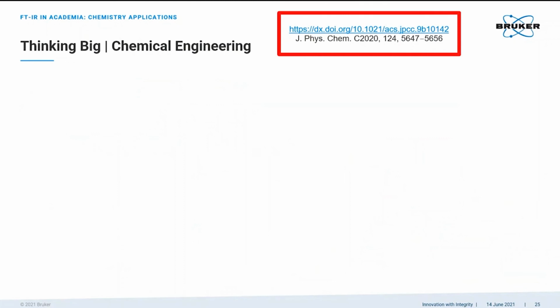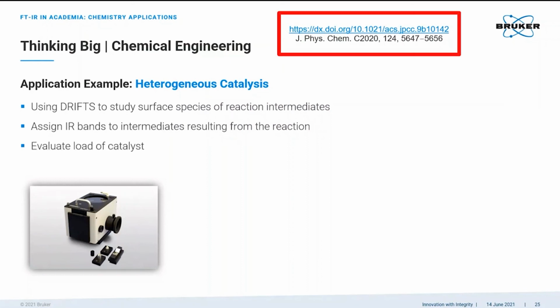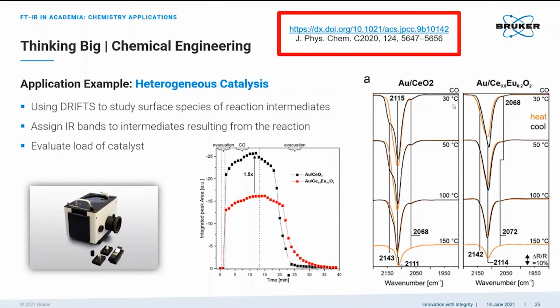Diffuse reflectance infrared Fourier transform spectroscopy, DRIFT for short, is the method of choice for heterogeneous catalysis, for example, to study loading processes, and therefore finds application in chemical engineering. In the example experiment shown here, nanoparticles of cerium oxide have been doped with europium and coated with gold. The CO gas loading has been followed by FTIR for doped and undoped cerium oxide particles. The CO band intensity over time reveals the loading amount. It came out that europium doping reduces the catalysis activity and the total loading amount.